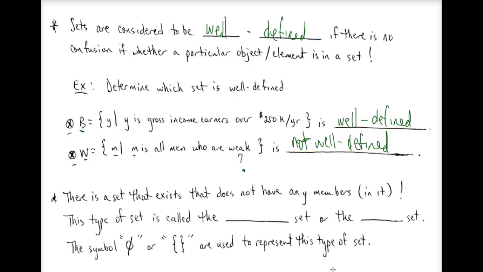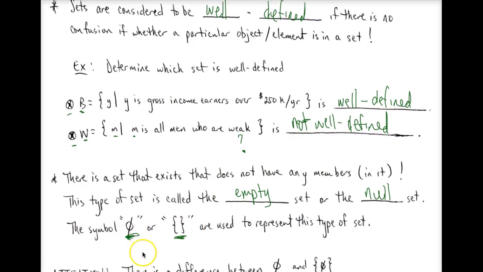All right, so moving on here, there is a set that exists that does not have any members in it. This set is called the empty set, or it's also known as the null set. Some textbooks use empty set, others use null. They both mean the same thing. One notation for it is the circle with a line through it, and another one is the set braces with nothing in between. Both of those represent what we mean when we say a set with no members.